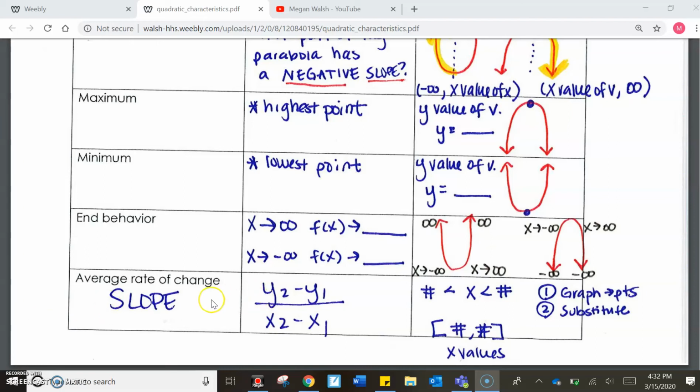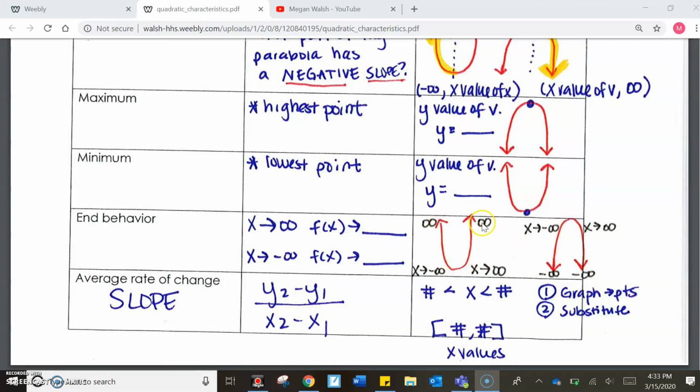End behavior and rate of change, also known as slope, are our last two characteristics. The one that's going to be played on this video is end behavior. Remember, we're asking ourselves, when x is negative, what is y doing? Or when x is positive, what is y doing? So we have two cases. Our parabola could be opened up, or it could be opened down.